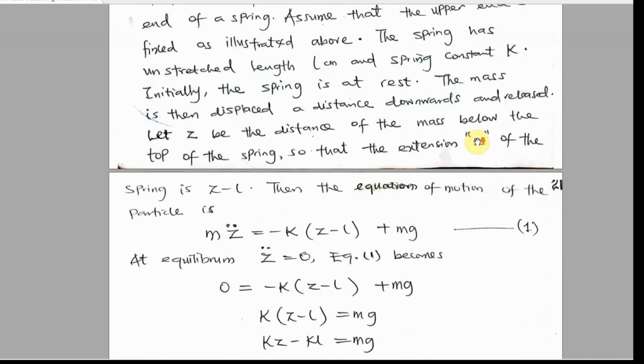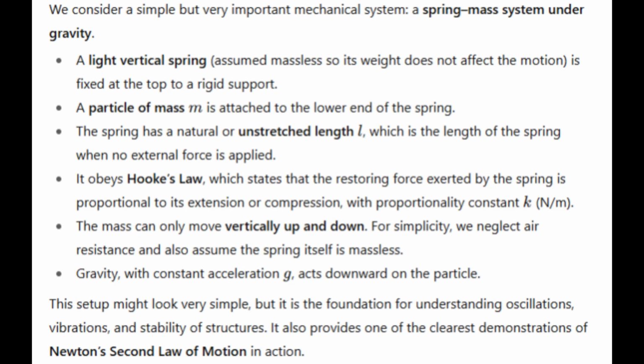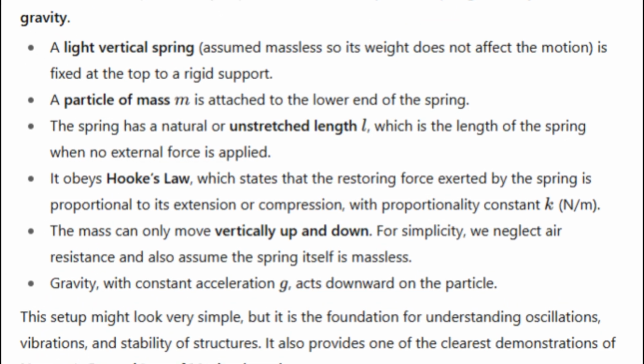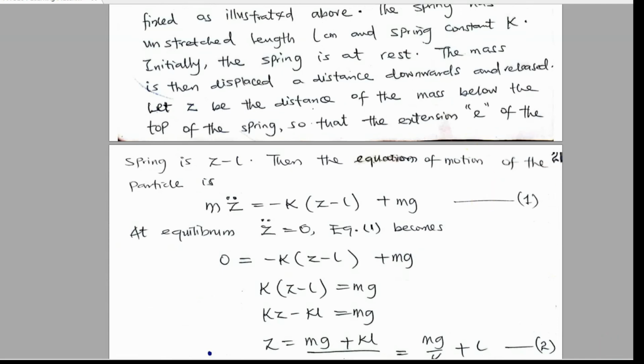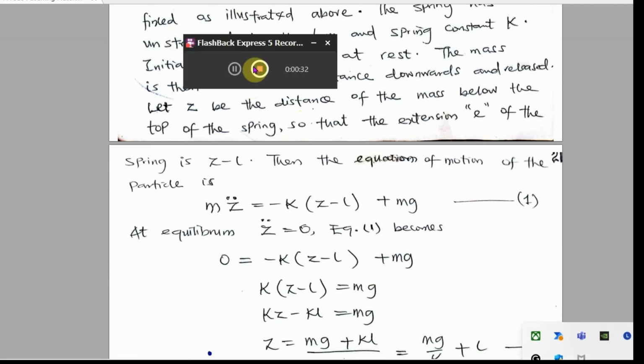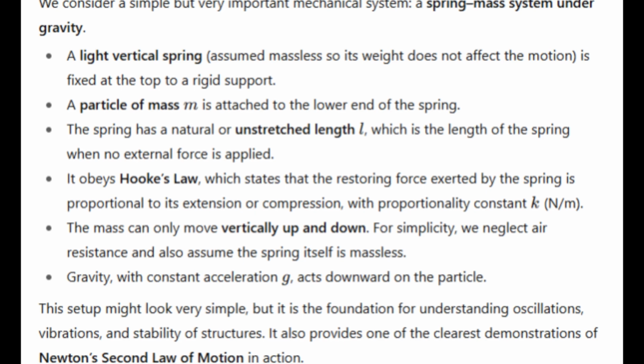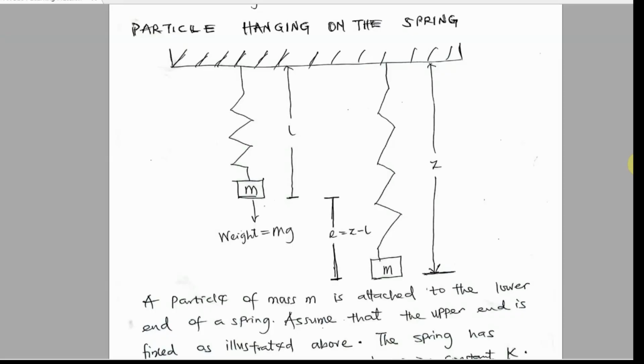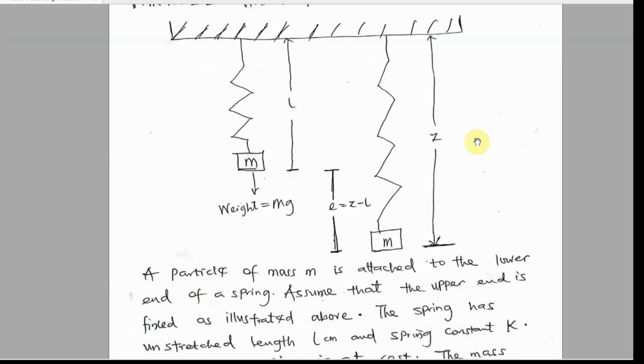The spring has a natural or unstretched length L, which is the length of the spring when no external force is applied. It obeys Hooke's law, which states that the restoring force exerted by the spring is proportional to its extension or compression, with proportionality constant, k, in newtons per metre.